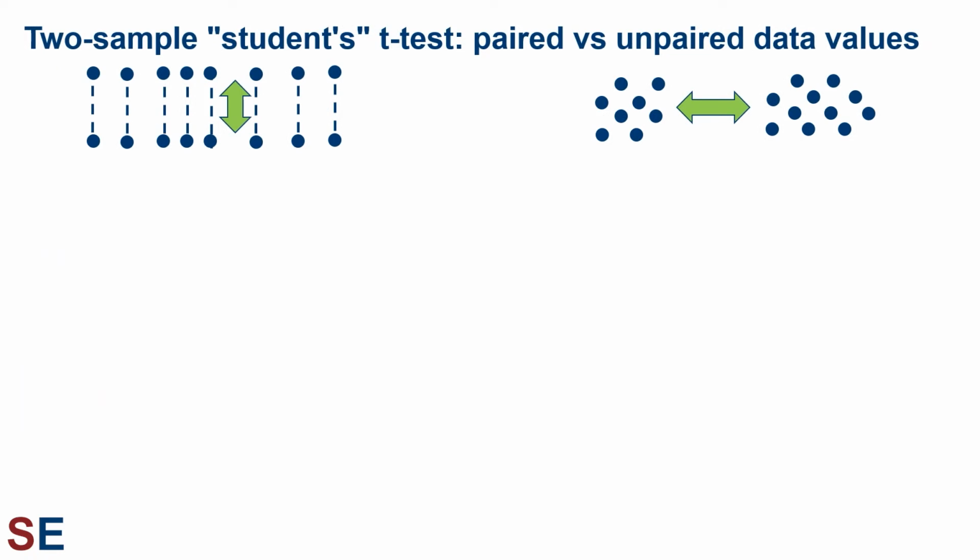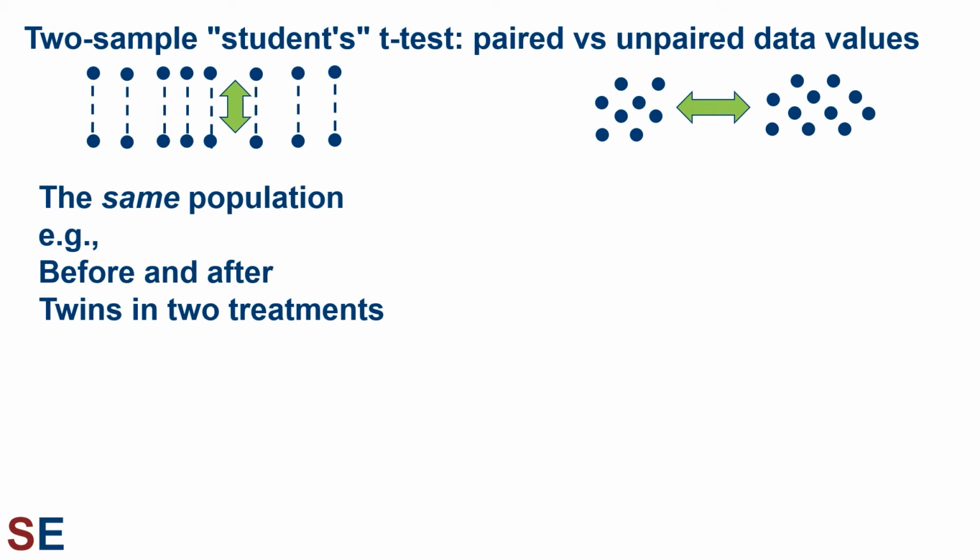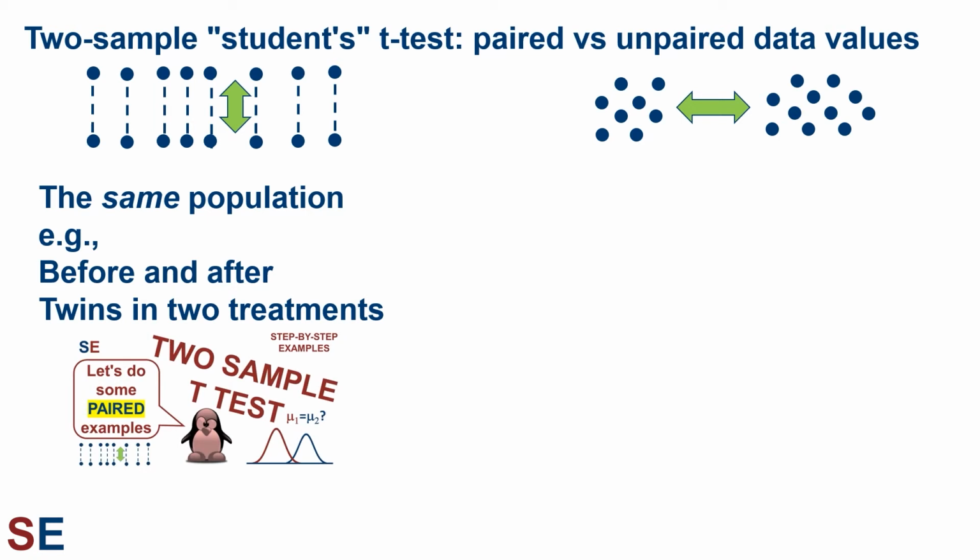There are two basic kinds of t-tests, paired and unpaired. Paired tests look at cases such as before and after values for the same individuals, or twins where one of each pair is in each treatment. Each value has a single unique paired value in the other population. See our other video for more about the pairing process and examples of calculations for that kind of t-test.